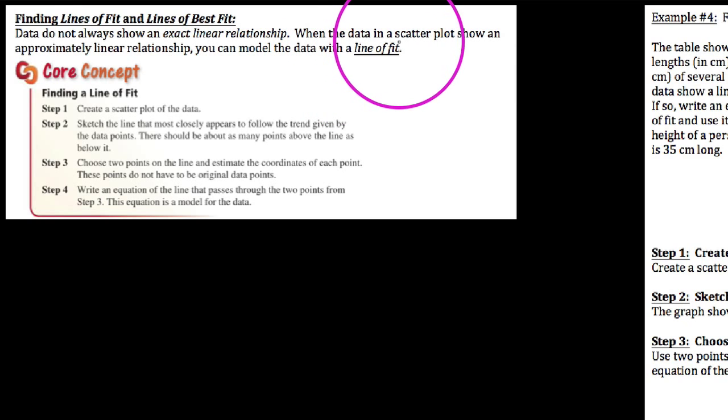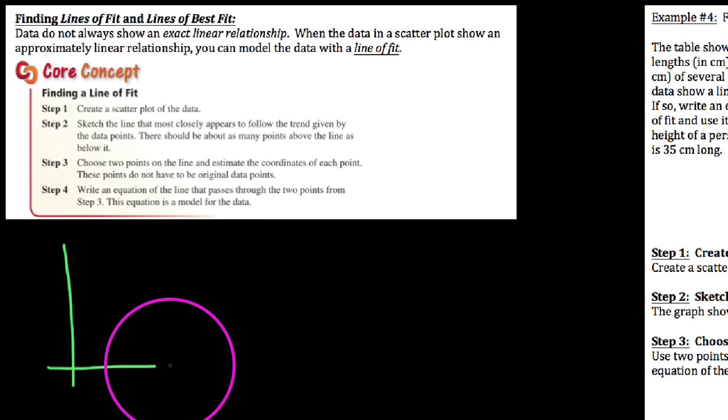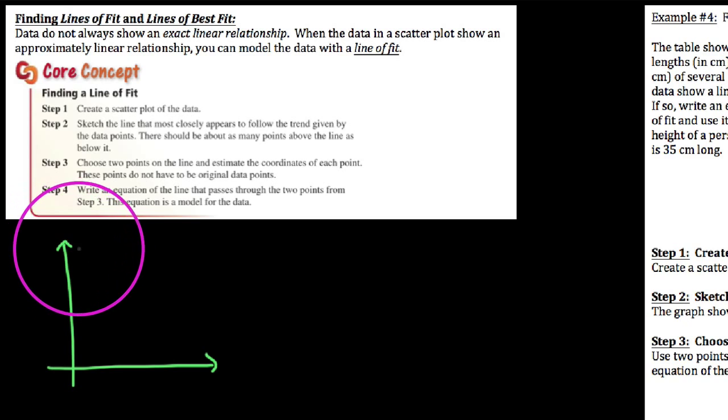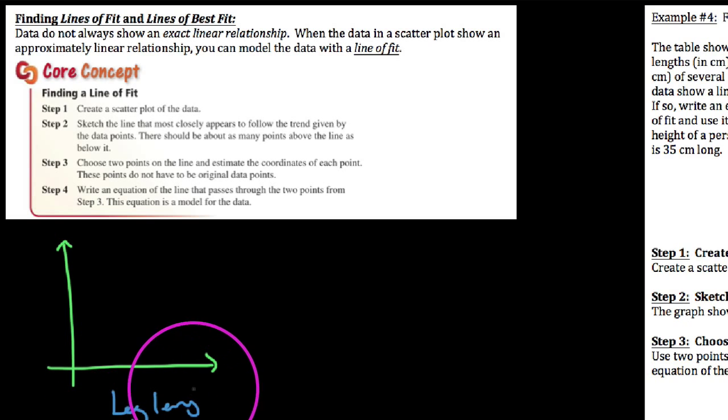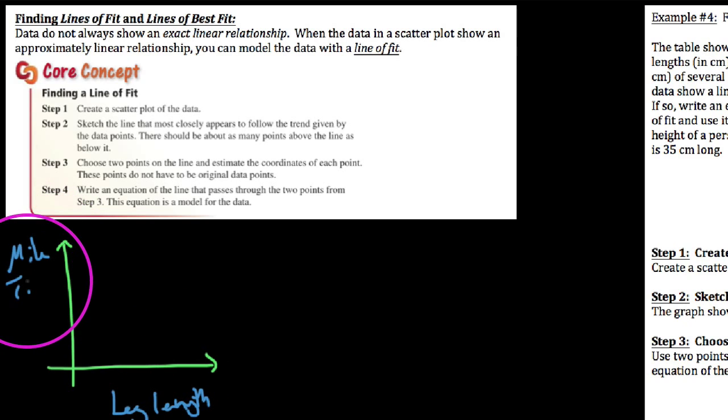but we do say that sometimes when data in a scatter plot show an approximately linear relationship, we can actually model that data with a line of fit. So just as an example, if we were to consider a situation where we said, okay, let's find the correlation between two variables, a connection between them. Maybe we say the person's leg length, maybe we plot down on this axis here. We measure a bunch of people's legs, and then we have them run the mile, mile time. We put that up here.